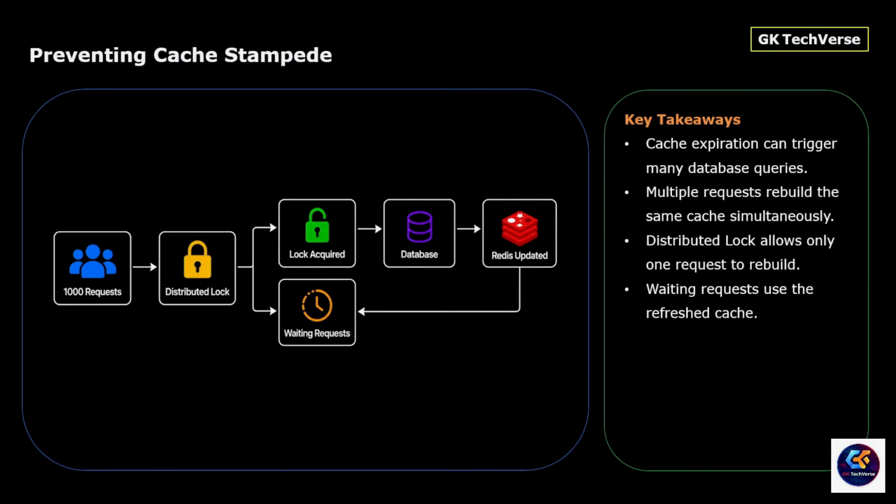Now let's solve it. The first request acquires the distributed lock. Only that request is allowed to query the database. Every other request waits for a short time. Once the first request stores fresh data in Redis, it releases the lock. Now all waiting requests read the newly cached data from Redis. Instead of 1000 database queries, we execute only one. This simple coordination mechanism protects the database during traffic spikes.